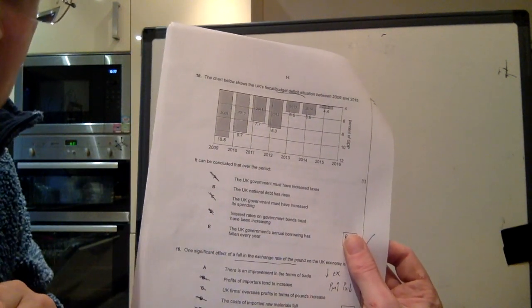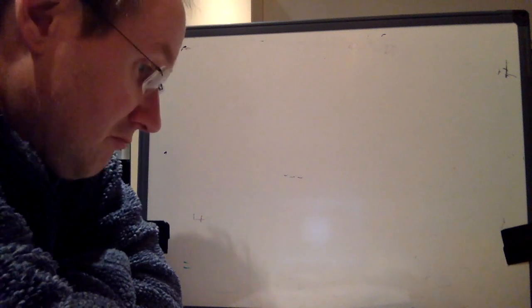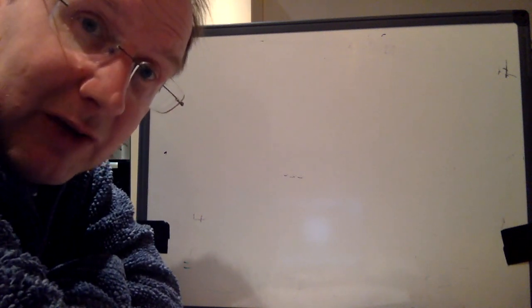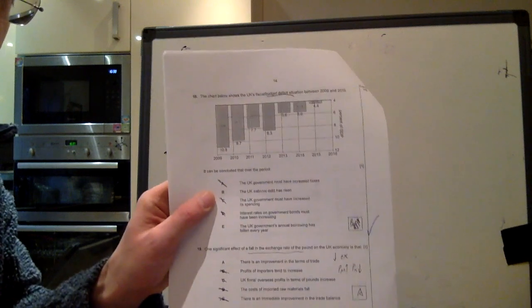So the government's borrowing every year. Each year, the government is spending more than it's raising in the form of tax. Therefore, its total debt is going up. The total amount of borrowing the government has is higher each year than the year before in total. Even though the amount generally is falling per year, national debt is still rising.